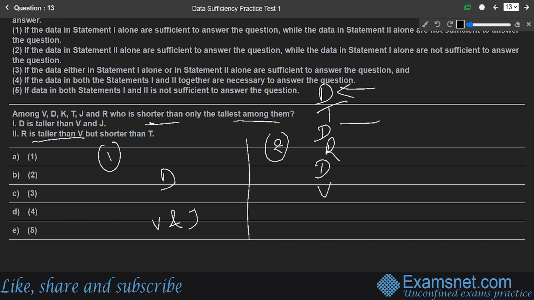So clearly, if D's position is not marked, we cannot decide who is the tallest, who is the second tallest, and so on. So data in both the statements together also is not sufficient to answer the question. We hit option 5, which says together not sufficient. Option E, that is 5.